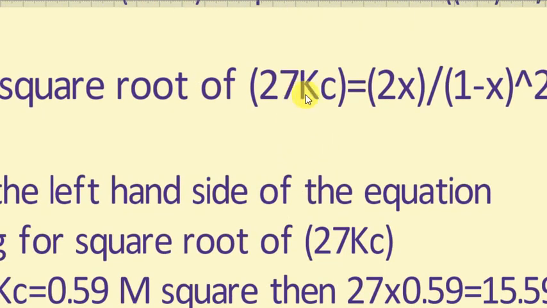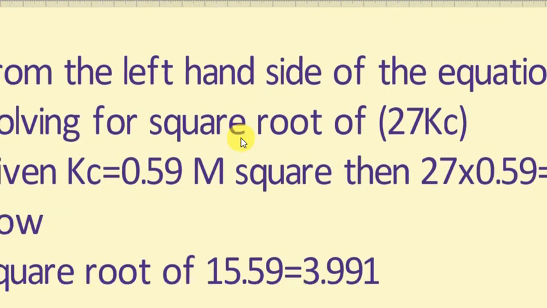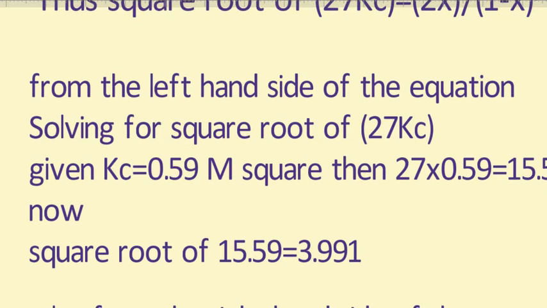Now come to the left hand side of our equation. Here, what is the square root of 27 Kc? Now from the left hand side of our equation, the square root of 27 Kc, given Kc is equal to that one there. What is that? 0.59.